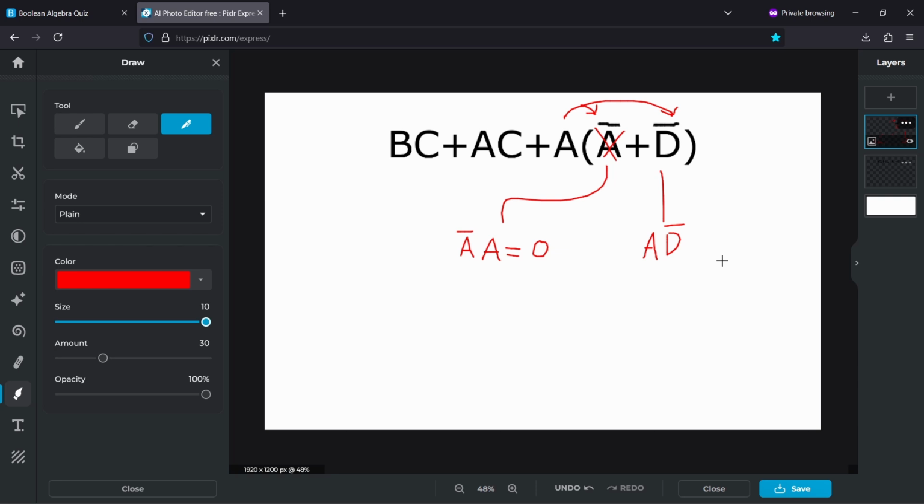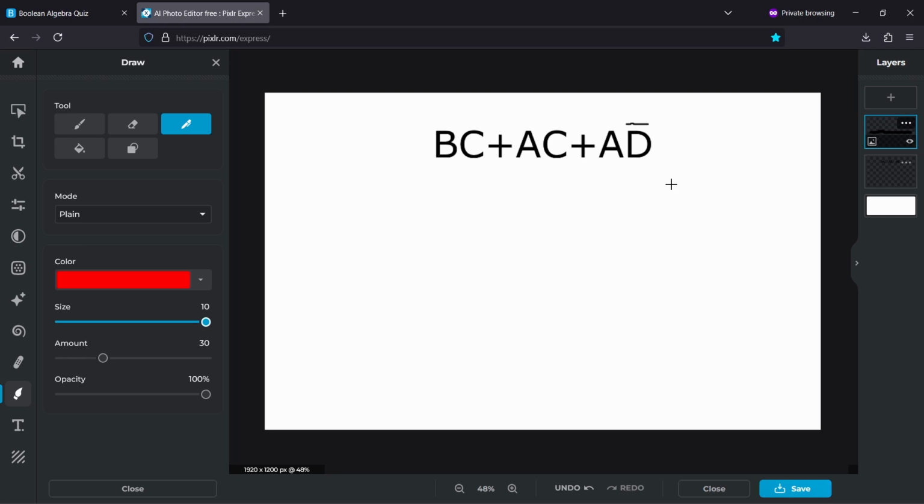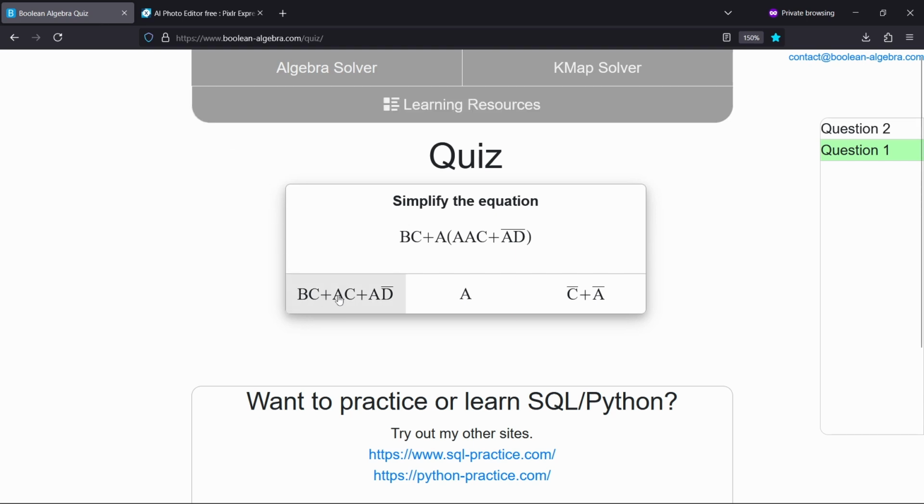So now let's rewrite the equation. And there you have it. Again, I don't see any other way to simplify this anymore. So we're going to see if this is an available answer. BC plus AC plus AD bar. And would you look at that? Nice, 2 out of 2.